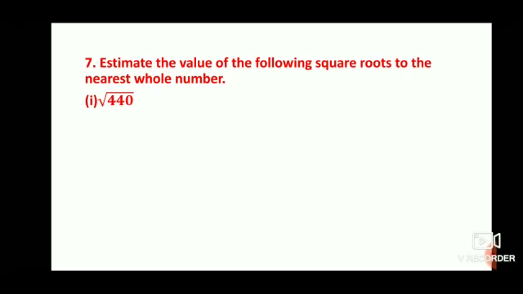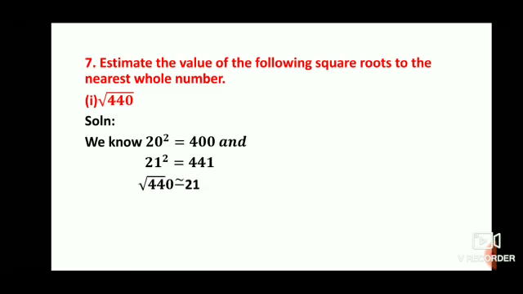Next, seventh question. Estimate the value of the following square roots to the nearest whole number. The first subdivision, root of 440. See the solution. Already we know that 20 the whole squared is equal to 400 and 21 the whole squared is equal to 441. So the nearest value is 21, the whole squared is equal to 441. So the final answer: root of 440 is equal to 21.